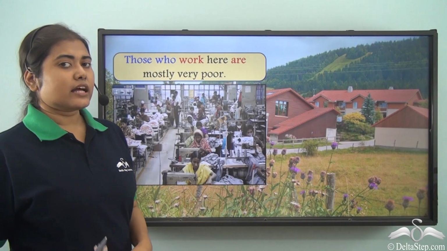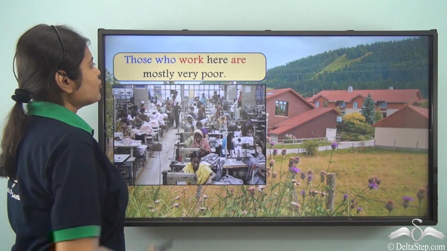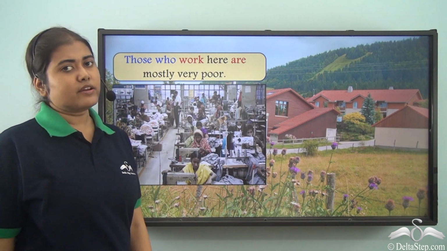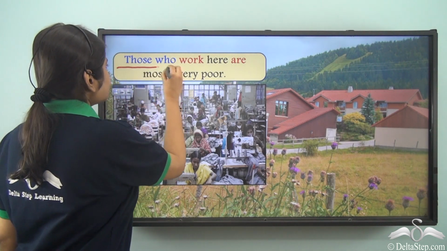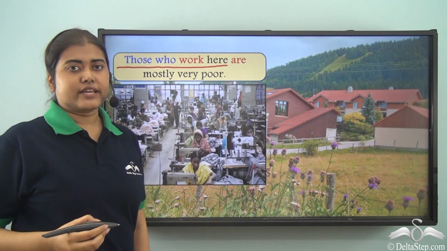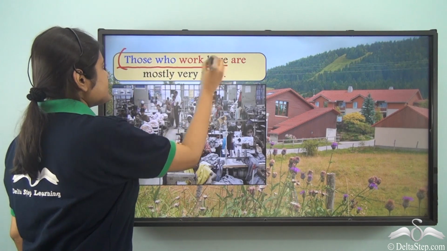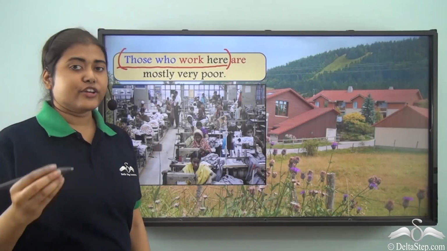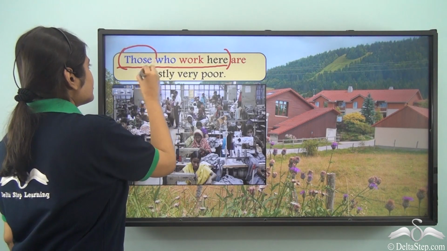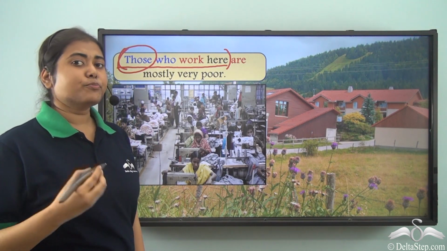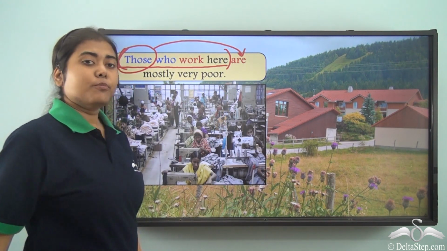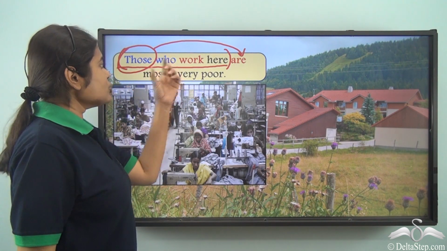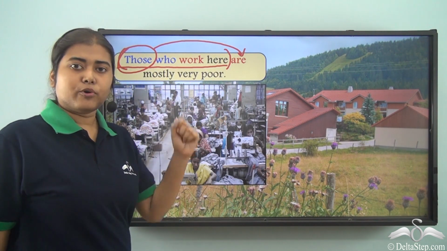Now let us look at another type of sentence. Those who work here are mostly very poor. Now here, what is the subject? Those who work here. This entire part is the subject. Now here the proper subject is those. Those refers to plural. Therefore, we have used a plural verb with it. Those are mostly very poor.